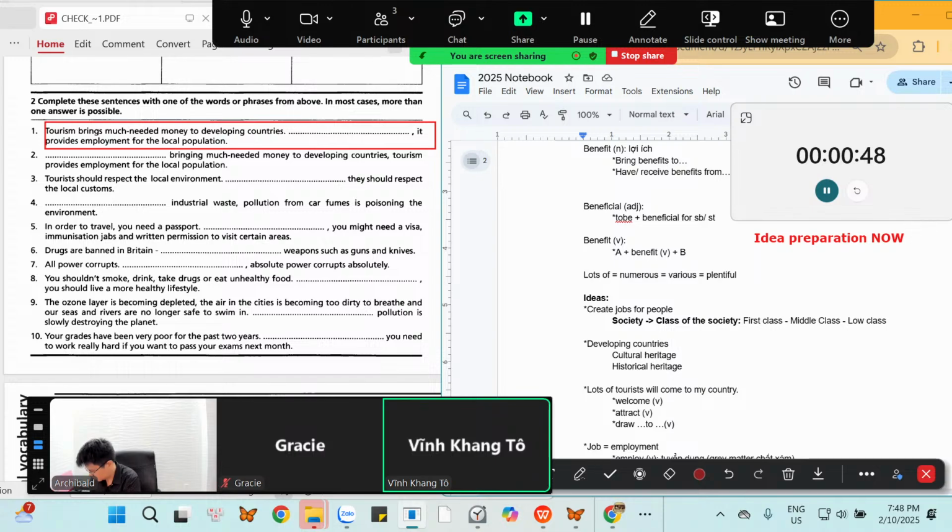And to attract more tourists, countries can invest in better infrastructure, promote their cultural heritage by restoring historical sites or organizing traditional festivals. Also, ensuring safety and offering unique experiences are also important.